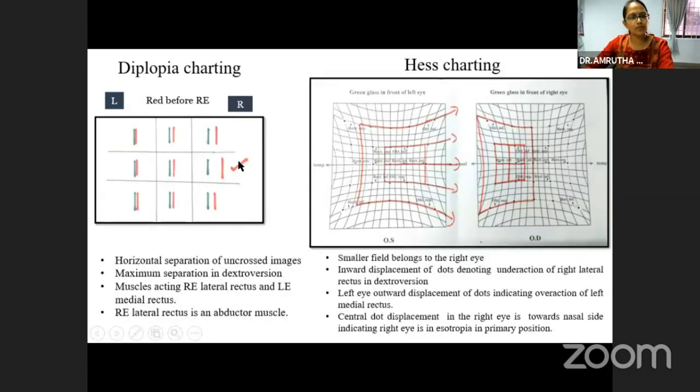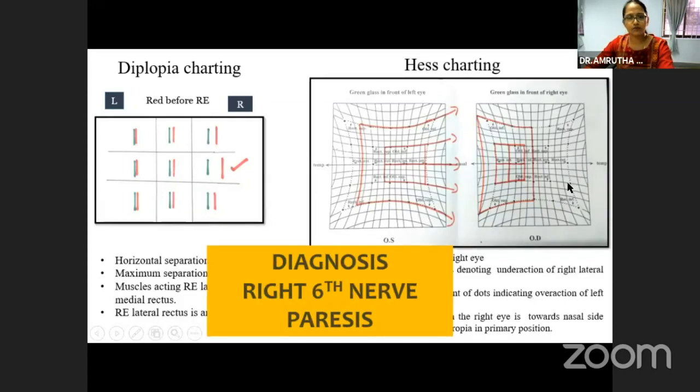Her diplopia chart showed maximum separation in the dextroversion, and it was an uncrossed image, and the Hess chart showed a limitation of movements corresponding to the right lateral rectus. So it is a right sixth nerve palsy.